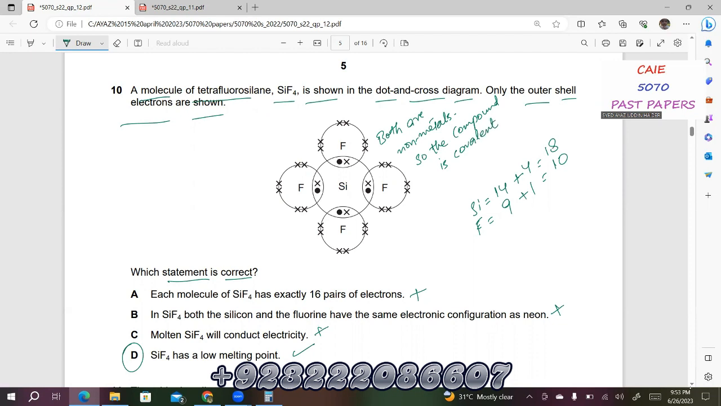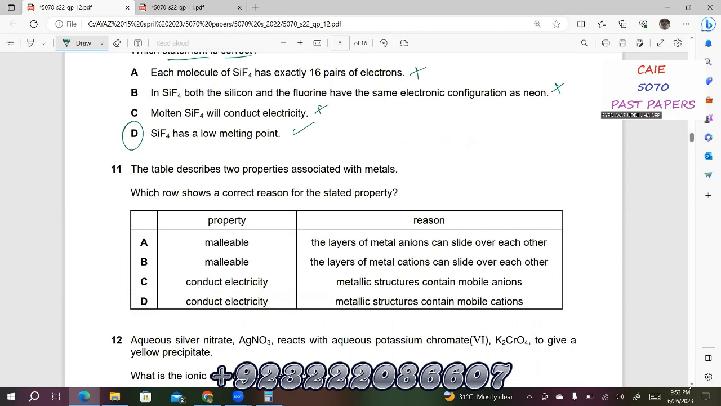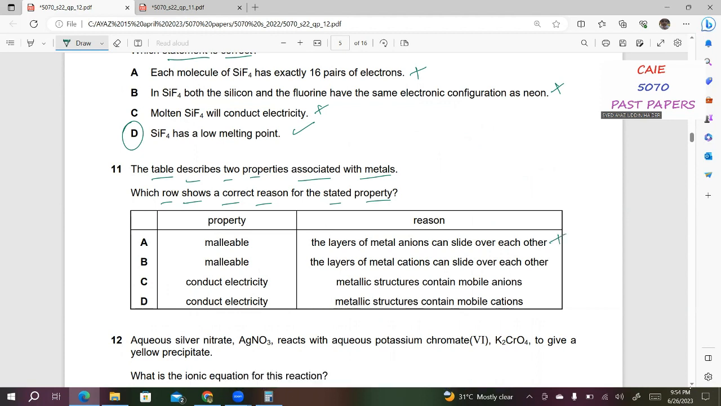Number 11. The table describes two properties associated with metals. Which row shows a correct reason for the stated property? A. Property malleable. Reason: the layers of metal anions can slide over each other. This is wrong. B. Property is malleable. Reason is the layers of metal cations can slide over each other. This is the right statement.